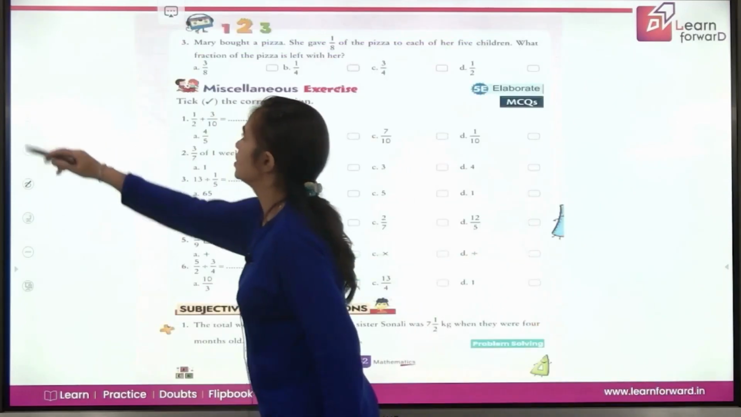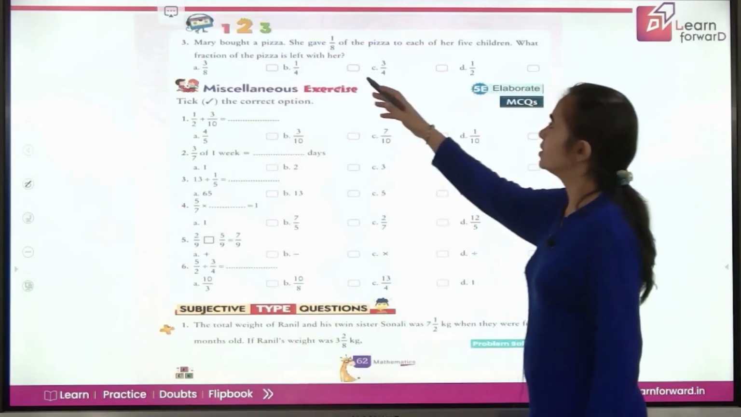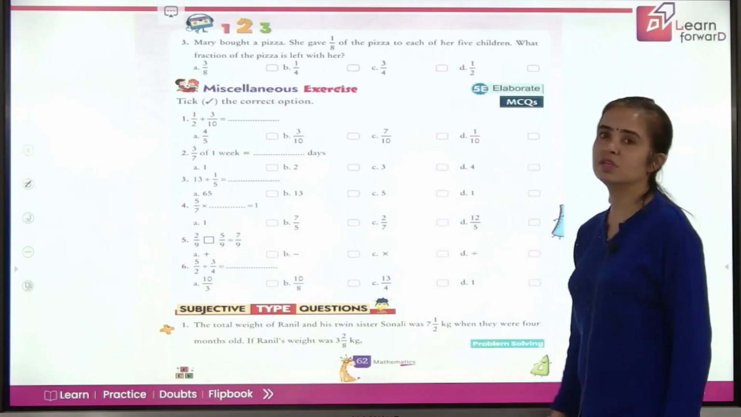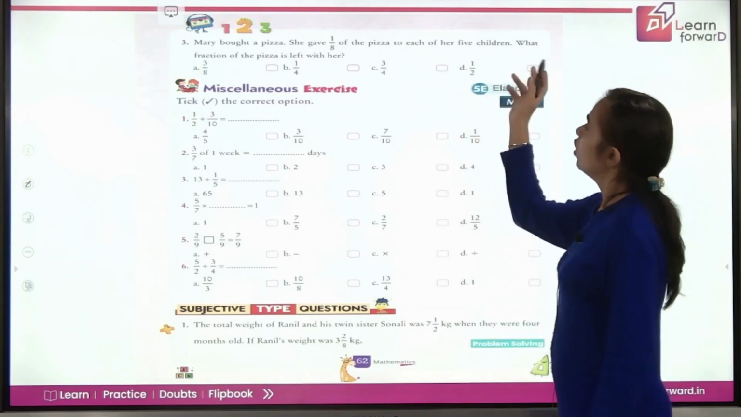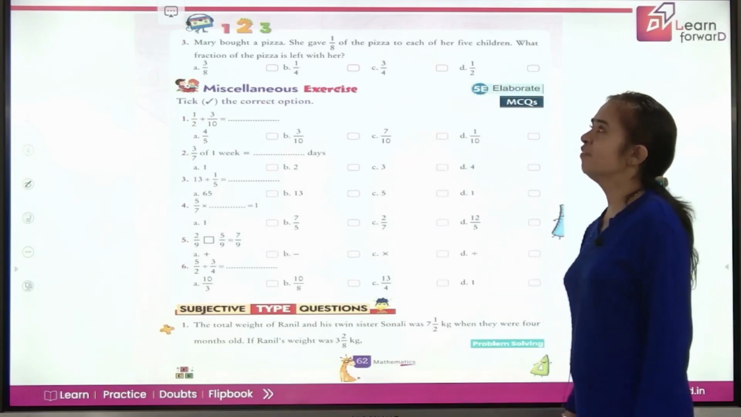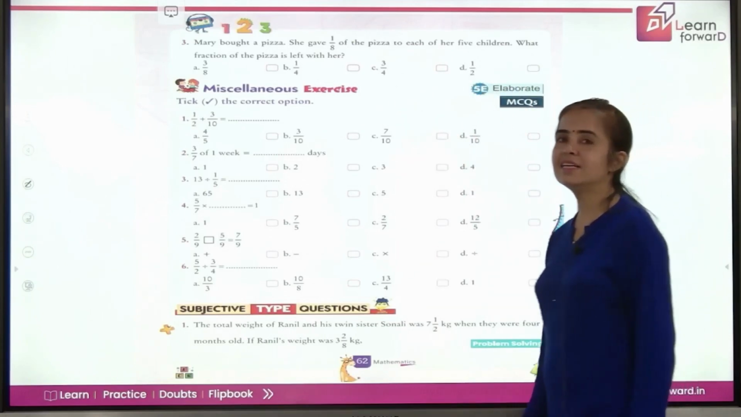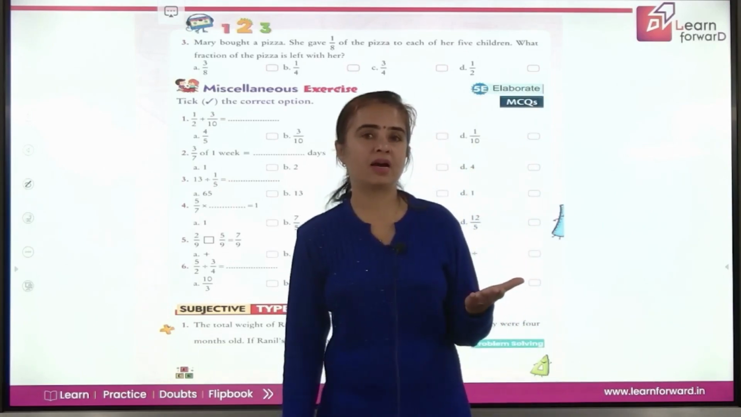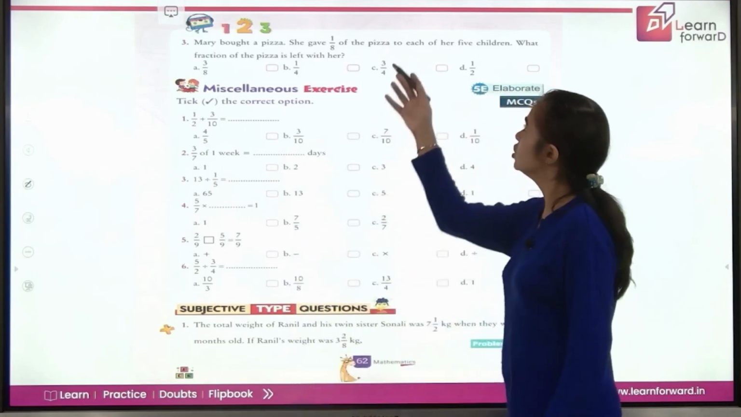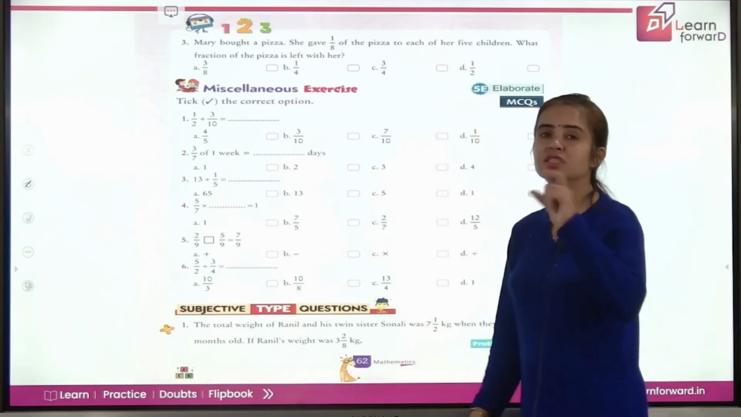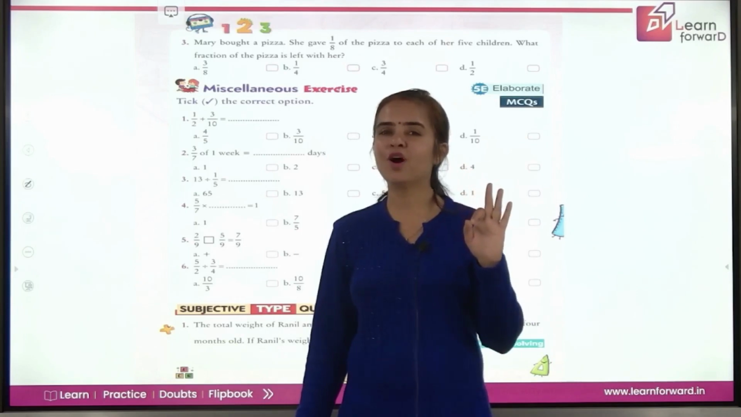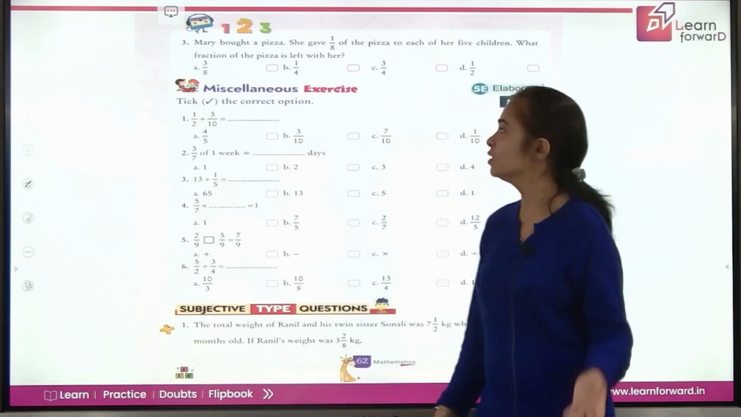Moving to the next. Mary bought a pizza. She gave 1 by 8 of the pizza to each of her 5 children. What fraction of pizza is left with her? The easiest way here is if she is dividing pizza into 8 parts. And to how many children is she giving? 5 children. She is giving one part. So how many parts are left? 3 parts. Out of how many? 8. So that's so simple.